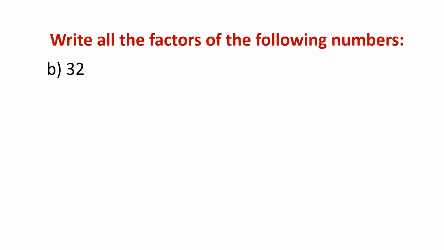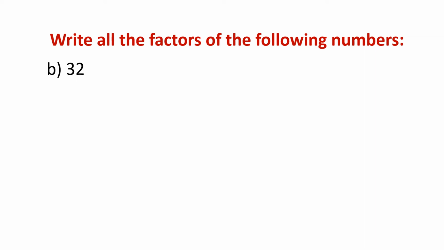Let's try one more. Question number B. Find all the factors of 32. We know that to find the factors of a number, we divide the number by 1, 2, 3, 4 and so on. So first write the number as a product of two positive numbers. And we have to think of all the possible combinations of 32.